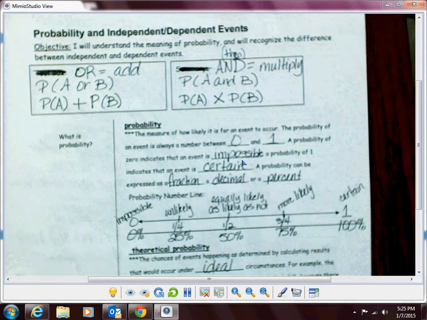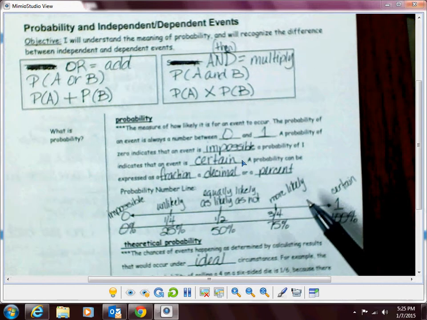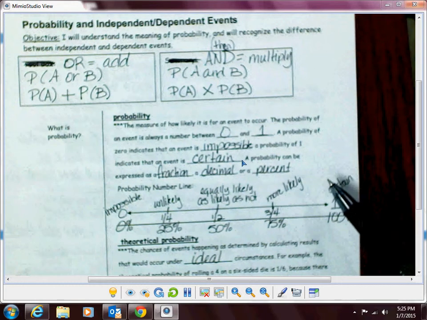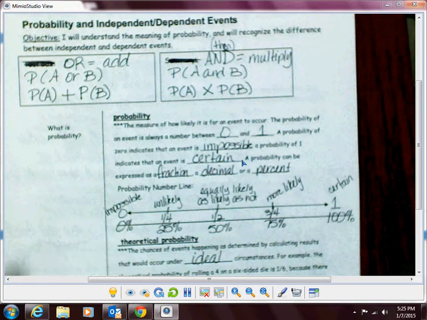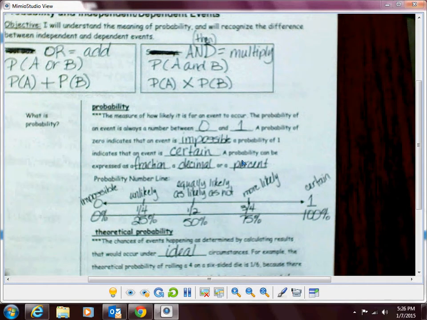Here's the part where we talked about probability is always between 0 and 1. 0 indicates being impossible, and a 1 indicates being certain. And it can be expressed as a fraction, a decimal, or a percent.